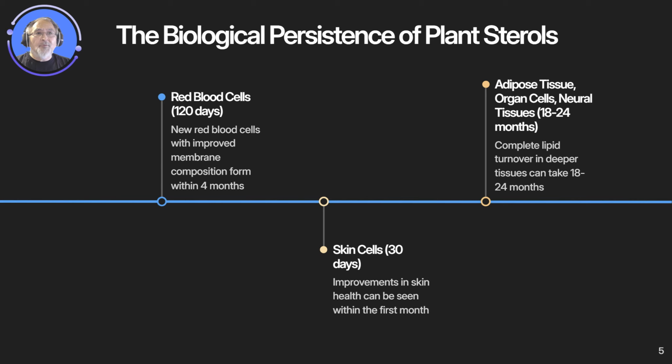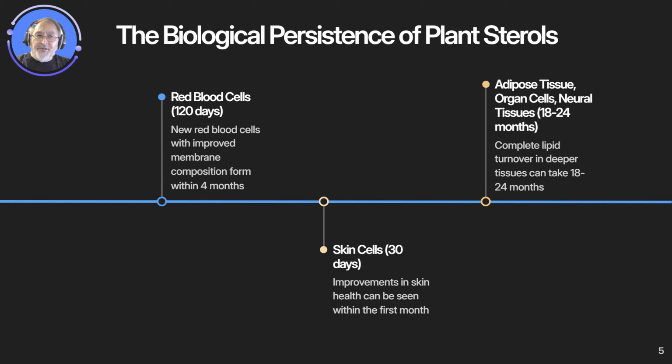Skin cells turn over more rapidly, typically within 30 days. This explains why many people report improvements in skin health within the first month of adopting a carnivore diet. However, deeper tissues tell a different story. Adipose tissue, the fat cells, organ cells, and neural tissues retain lipids much longer, with complete turnover potentially taking 18 to 24 months. This extended timeline explains why some health improvements manifest long after the initial dietary change.